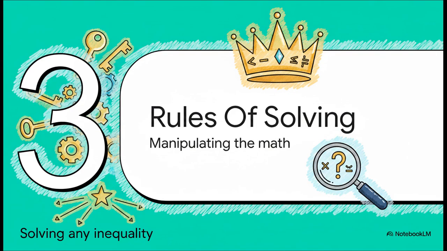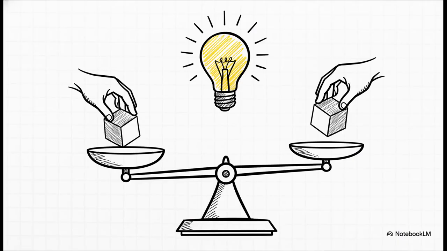Section 3, The Golden Rules of Solving, Manipulating the Math. Now that we've got the language down, let's slow the pace down deliberately for a second. If you want to solve any inequality mystery, you absolutely need to master these fundamental tools. And what's really great about these rules is that they should feel incredibly familiar to you. Rule 1 tells us that equal numbers can be added to or subtracted from both sides of the inequality without changing a thing. Rule 2 says you can multiply or divide both sides by the same positive number.